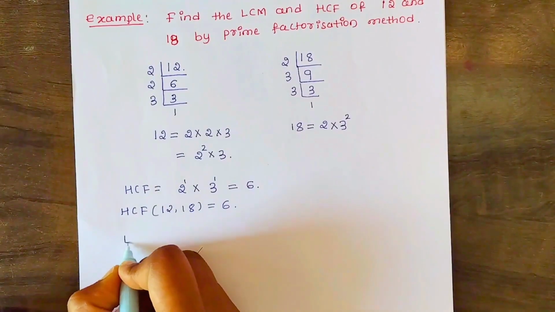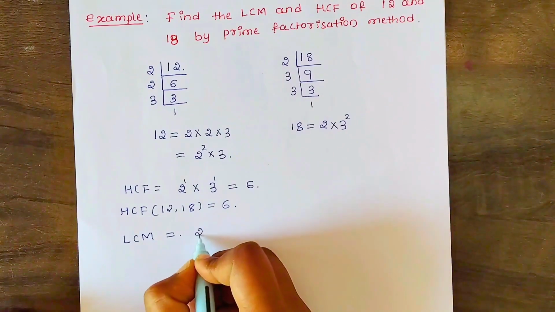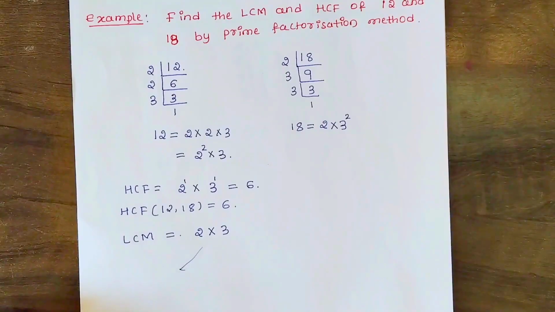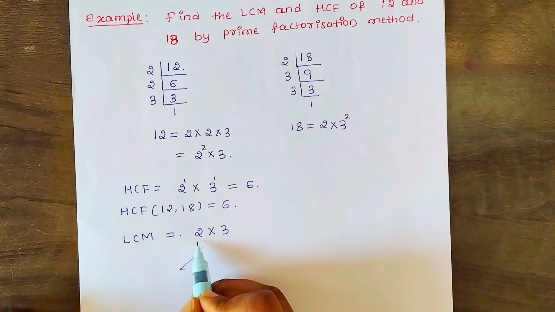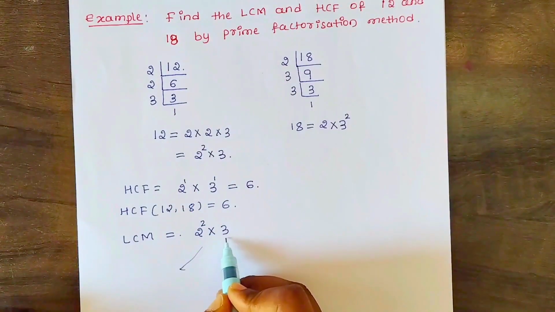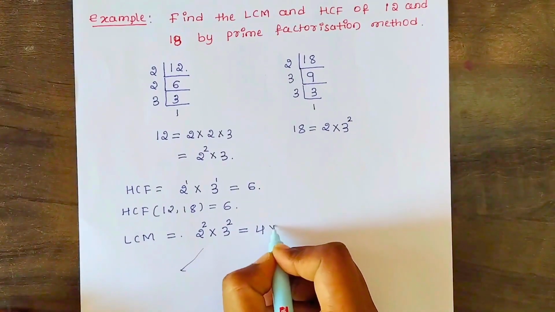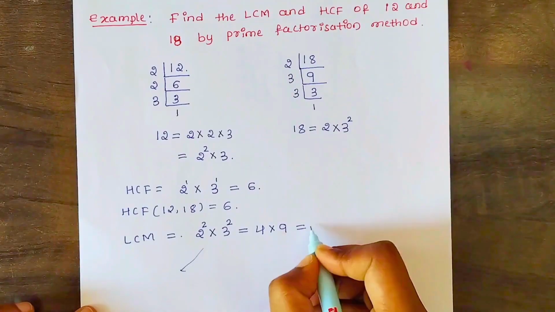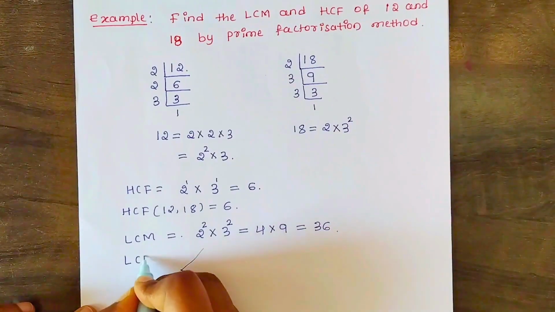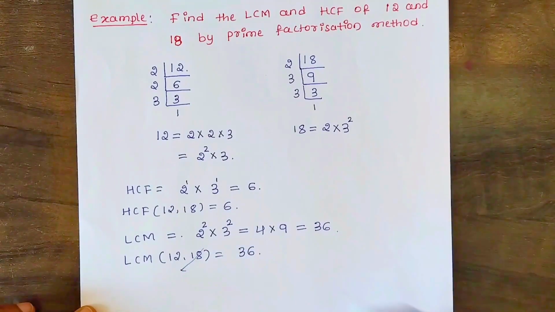That is C. LCM is the product of the greatest power. So the prime factors involved in the factorization method are what? The prime numbers are 2 and 3. For this prime factor, the highest power is 2, and for this prime number, the highest power is also 2. So 2 square is 4, 3 square is 9, and 9 fours are 36. So the LCM of the numbers 12 and 18 is 36.